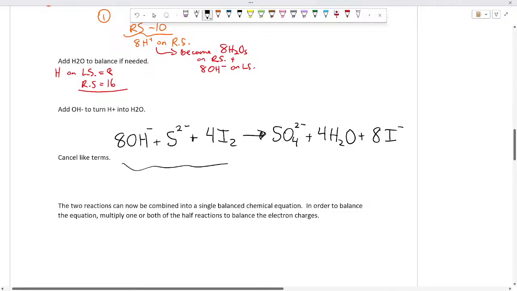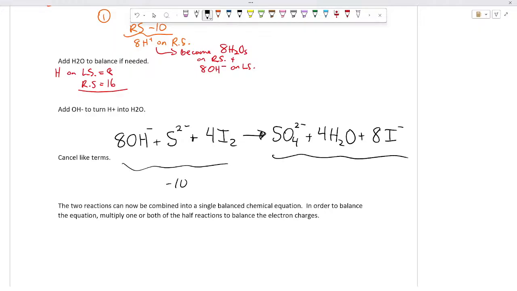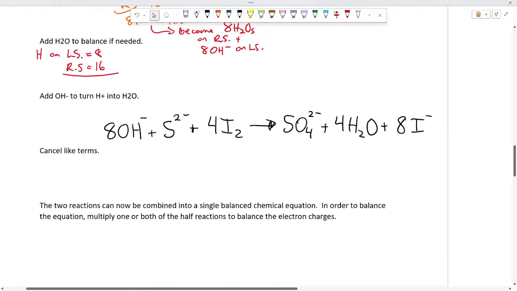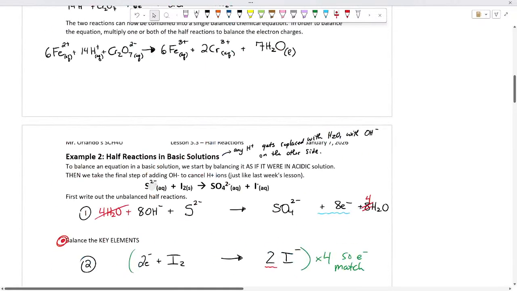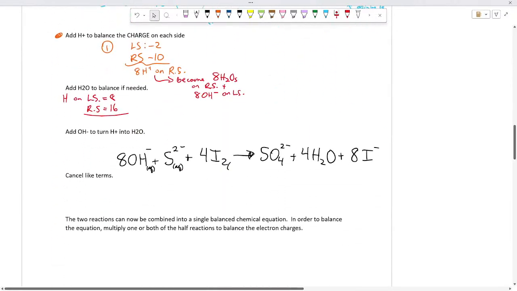What's the total charge over here? Negative 10. What's the total charge over here? Okay. So are we good? Yeah, we're golden. And so that's a balanced reaction. Then the last thing to do would be to add our states of matter. That's aqueous. That's aqueous. That is a gas, I think. Oh, it's a solid. Solid iodine.